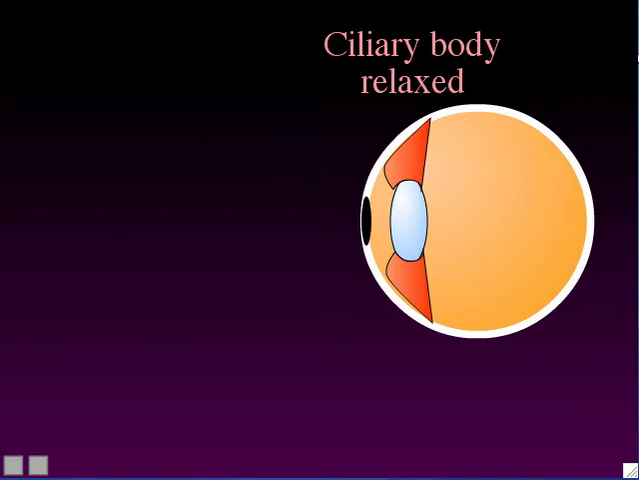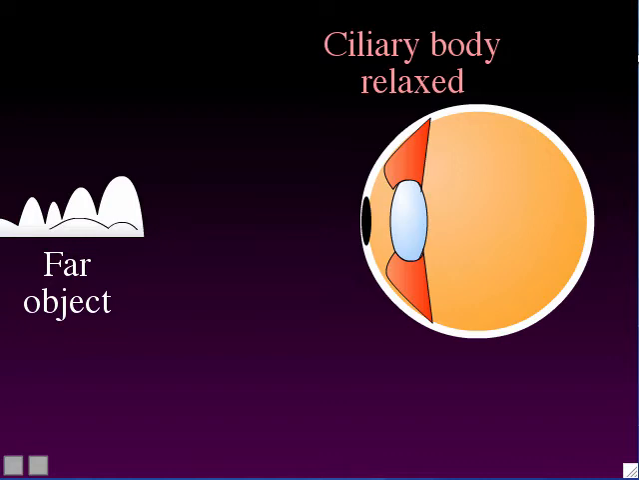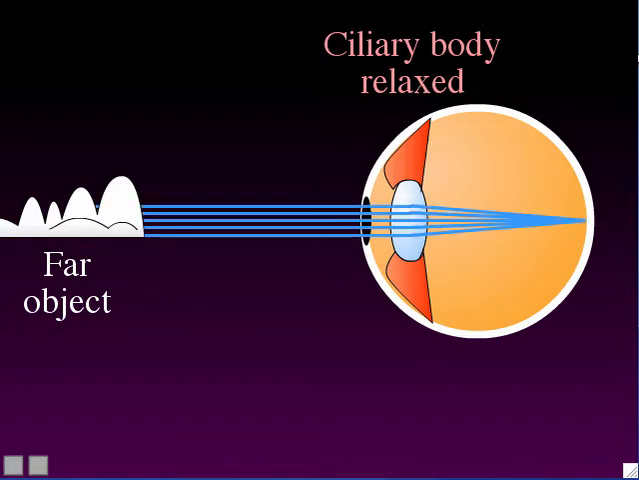Okay. So when the ciliary body muscles are relaxed, let's imagine the person's looking at some faraway object like a cloud. This fluffy white thing is supposed to be a cloud. Here are the light rays from that object. They come into the eye and the lens focuses them right onto the retina. The focal point of the far object is right on the retina. Cool. So the person can see this far object, like the cloud, in perfect sharp focus.